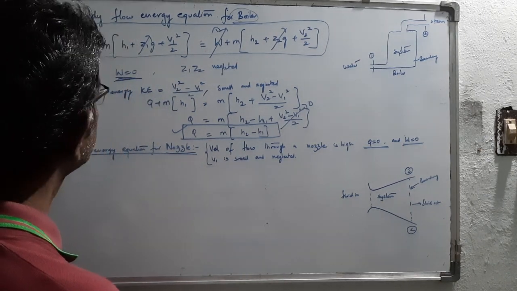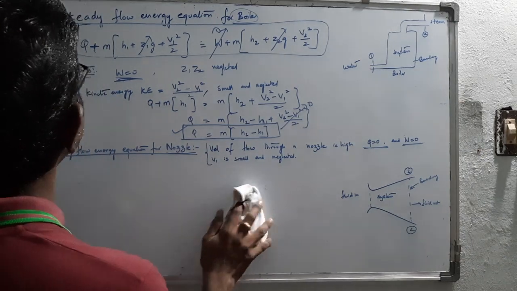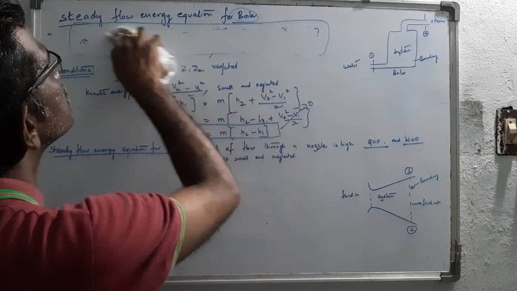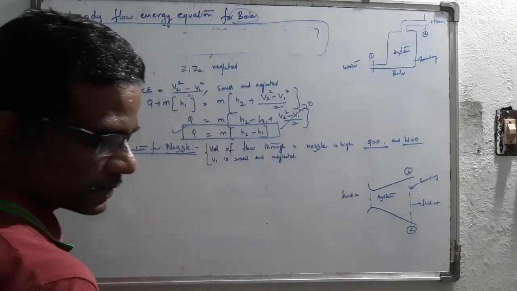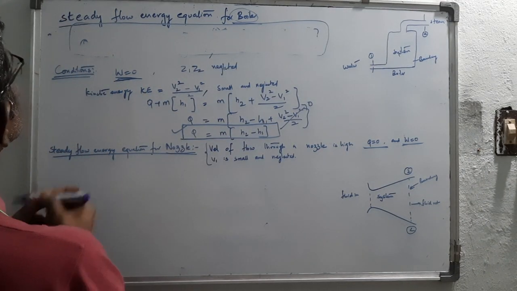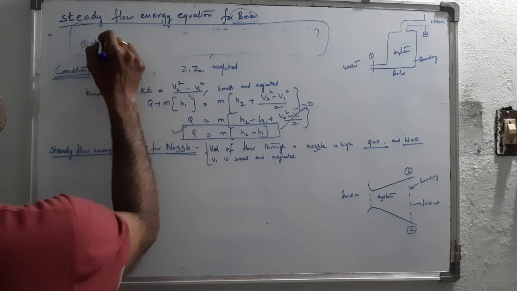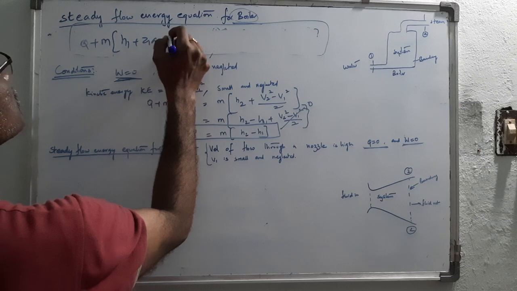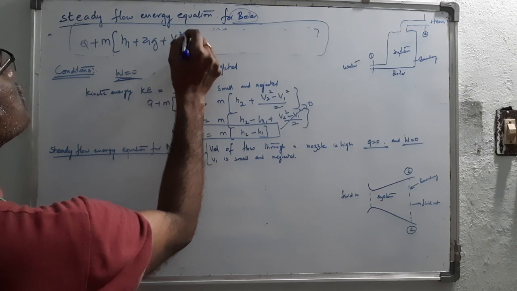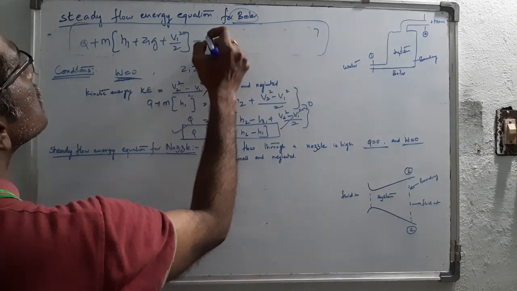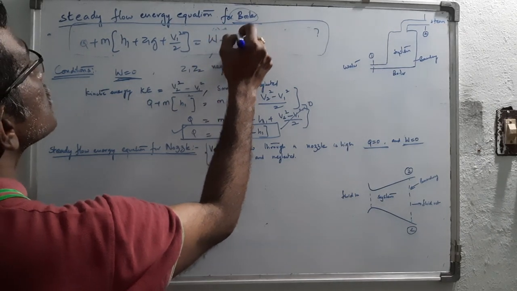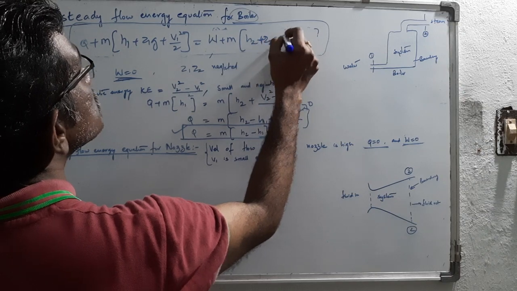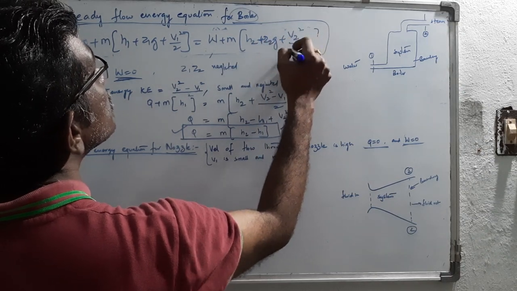You can apply this equation. Wait, I am going to write this equation again. Q plus m into h1 plus z1 g plus v1 squared by 2 equals W plus m into h2 plus z2 g plus v2 squared by 2.